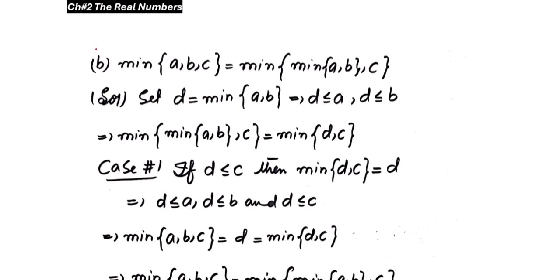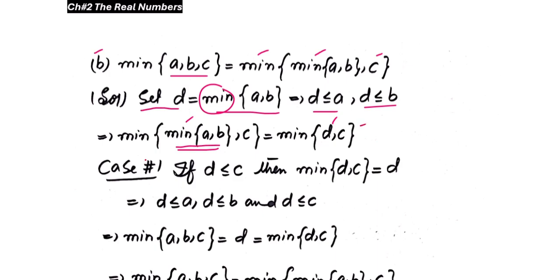Next, we move towards its B part. Its B part consists of 3 elements. The minimum value of set A, B, C is given by the minimum of the minimum of A, B, and C. We set D equal to the minimum of A and B. By definition of minimum, D will be less than or equal to A and also less than or equal to B. So the right hand side can be written as D. So this becomes the minimum of D and C.